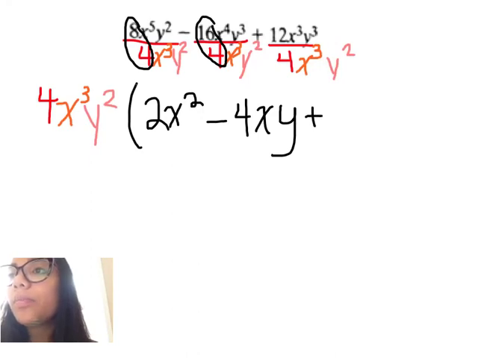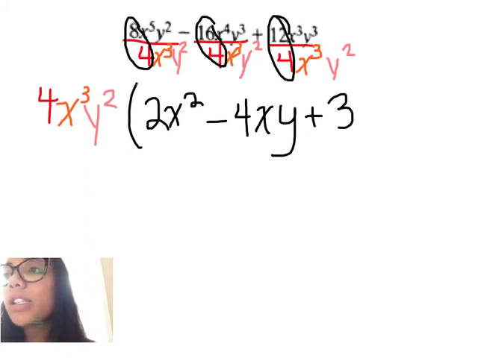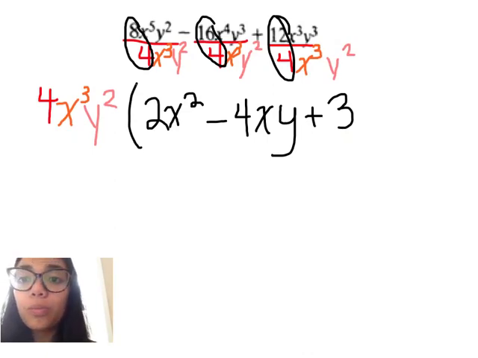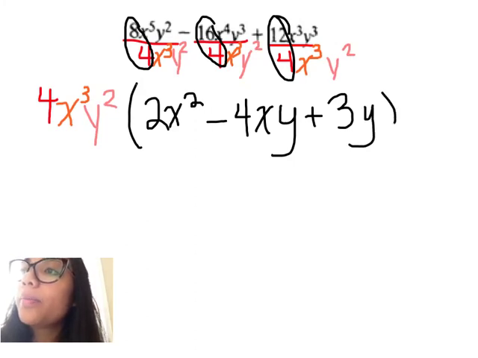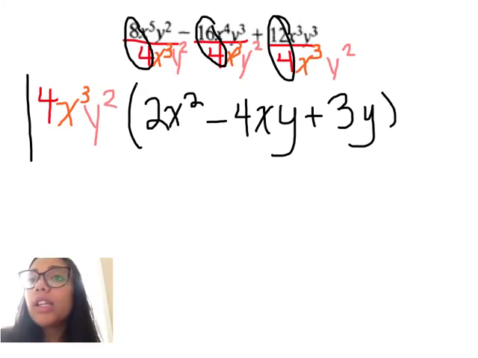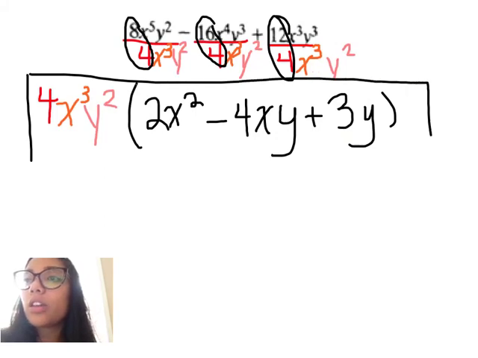Plus 12 divided by 4 is 3. X cubed divided by x cubed is x to the 0th power, which will be 1 and it'll go away. Y cubed divided by y squared is 1y. So this is my answer.